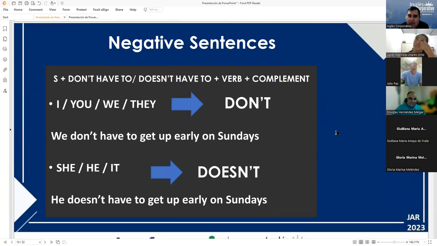Now let's continue. Negative sentences. Okay. Don't have to. Doesn't have to. He doesn't have to. She doesn't have to. Right? I don't have to. You don't have to. What is that? Like lack of necessity. I don't need. Or it's not necessary. When you say Sunday, Sunday is my day off. I don't have to get up early. What's the meaning? It's not necessary for me to get up early. I don't have to get up early.